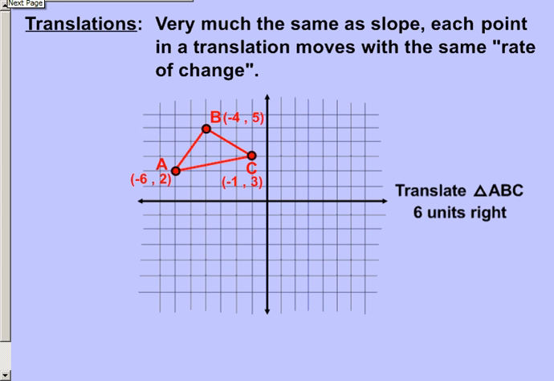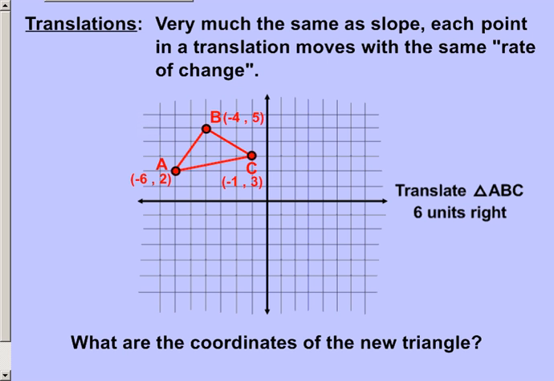Now, being as this translation is moving right, that means our run is changing. The x values are going to change. There will be no change in the rise because we did not get asked to move our figure up or down. So basically, we expect all of our x values from our coordinates, all of our abscissas, to increase by 6 units.